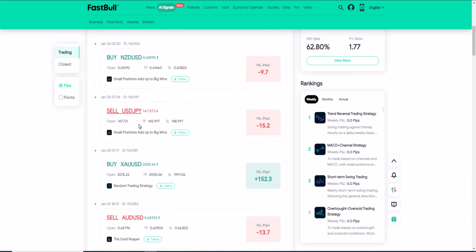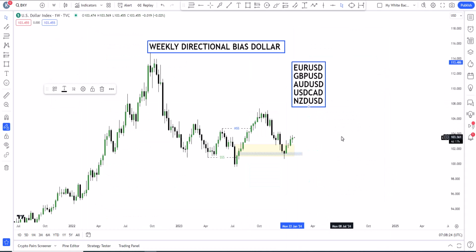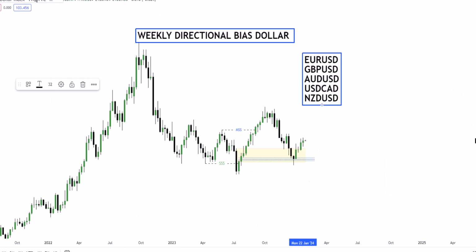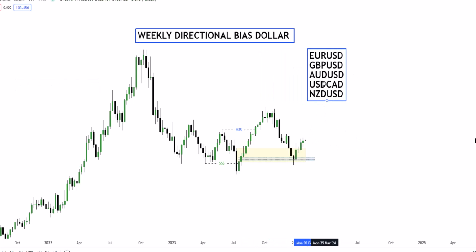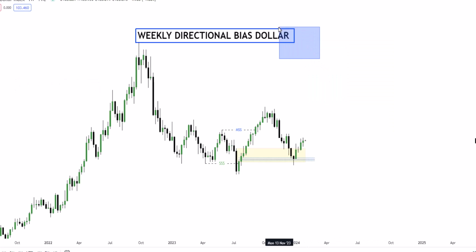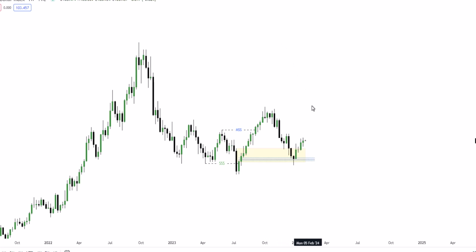So let's get back to our analysis right here. This is the weekly time frame on DXY, and it's important that we do it from the weekly through the daily, 4 hour, and we break it in tranches. So we'll trade as intraday traders, depending on what type of trader you are. So let's get this out of the way, and then we start the analysis.